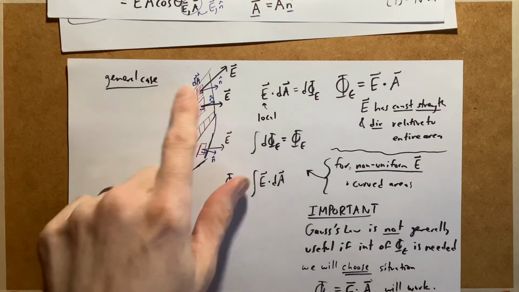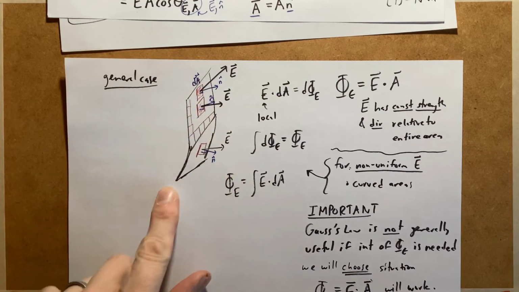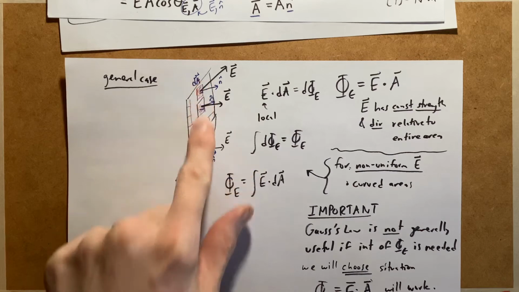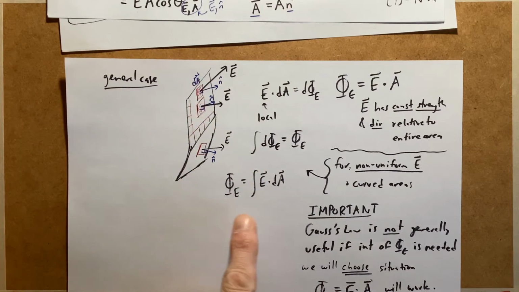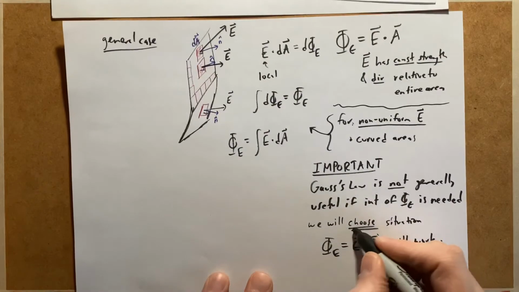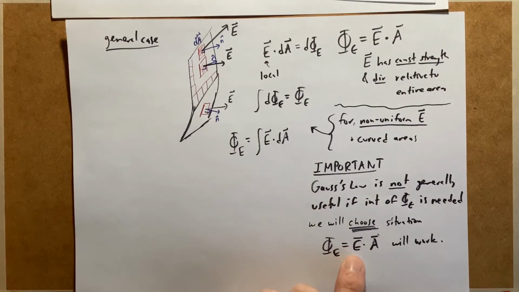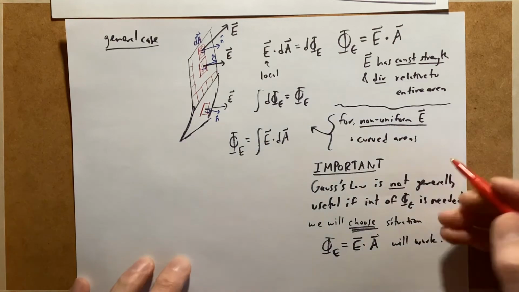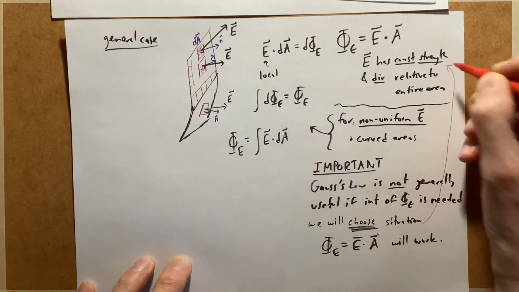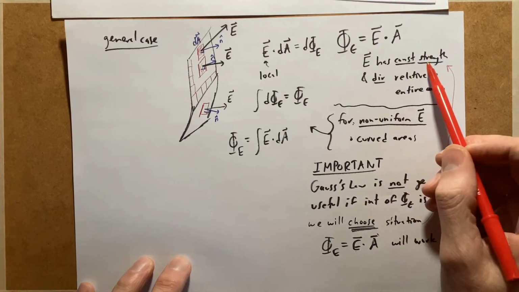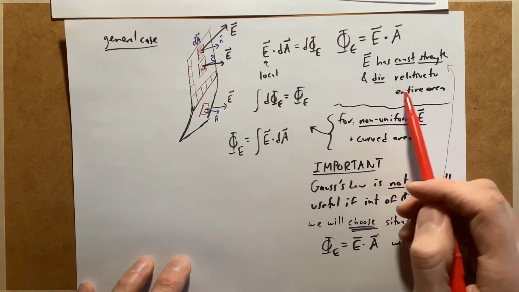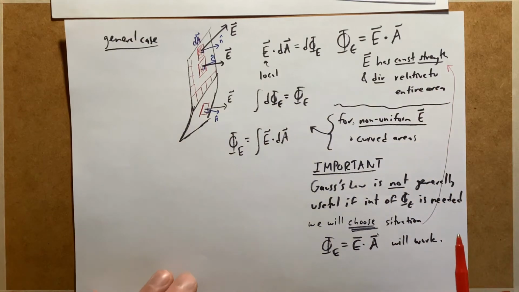If you get into a situation like this where you're not choosing an area, you're choosing an area poorly, then you wind up in a situation where you have to do something like this. So we will actually choose a situation to make sure that the electric field is nicely well behaved on this area. We'll essentially choose a situation where we make sure that the electric field has constant strength and direction relative to the entire area. So that is an art.